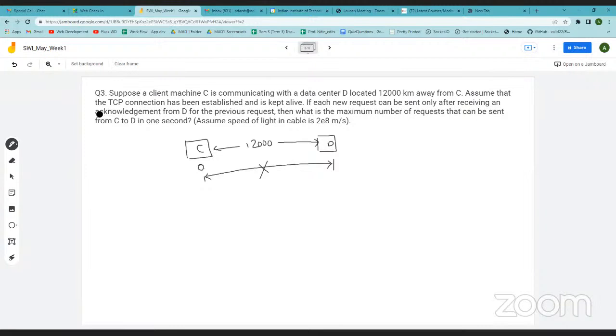Assume that the TCP connection is established and is kept alive. What does that mean? It is kept alive even after I got the response. Why are we doing this? Because we are sending multiple requests one after the other.